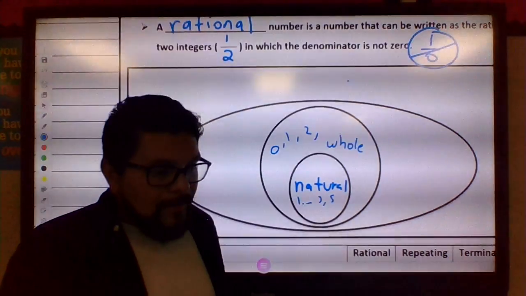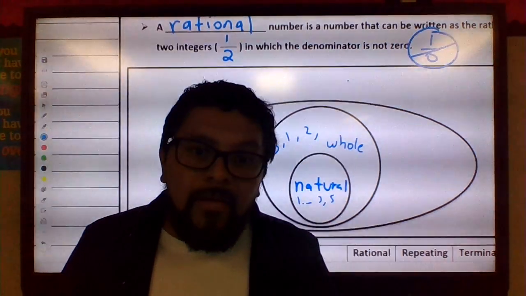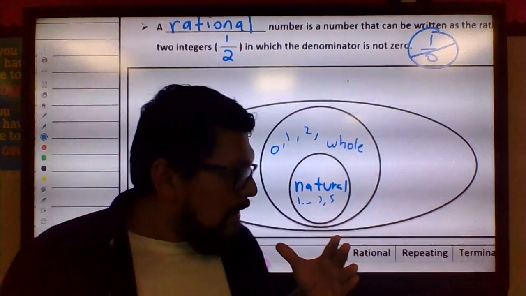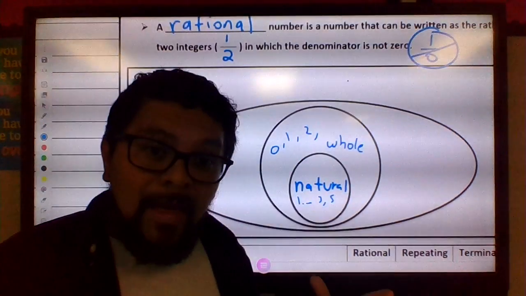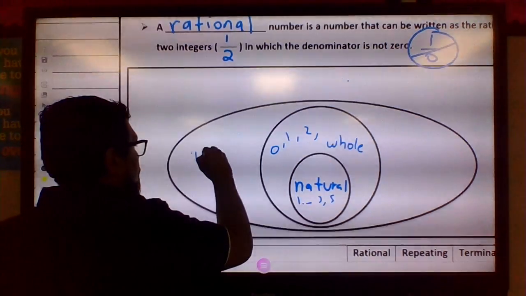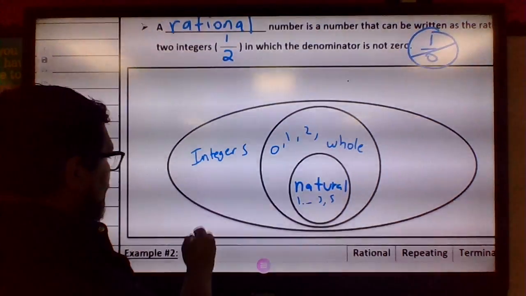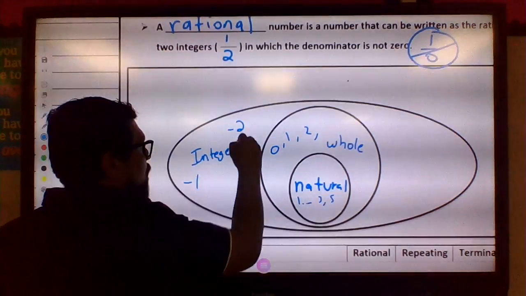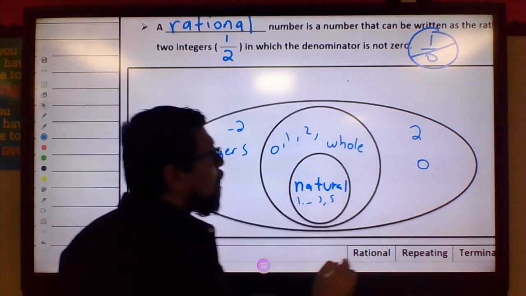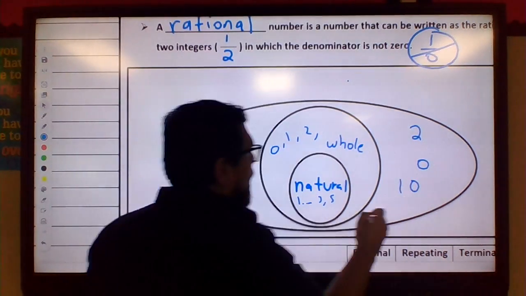Then after that, let's fast forward to last year, 7th grade, when you had nightmares of positive and negative numbers. Remember that? Well, they're coming back this grade, so you're going to see more of them. And these were the integers. If you remember what they were, we had -1, -2, +2, they included 0, 3, 10. These are the integers.